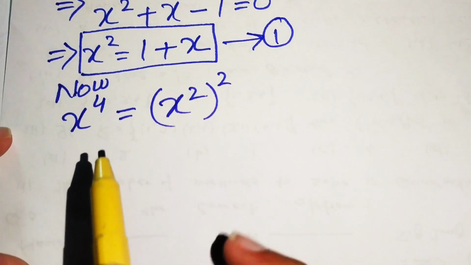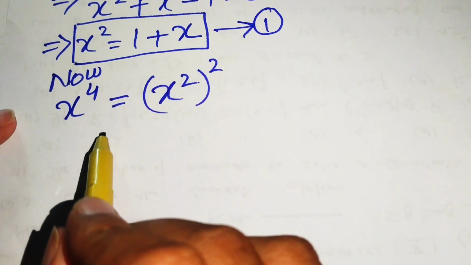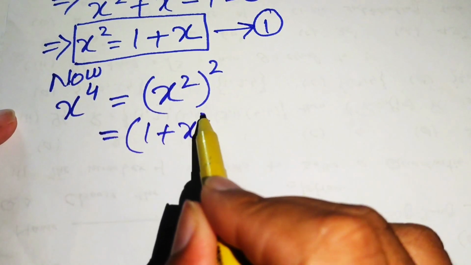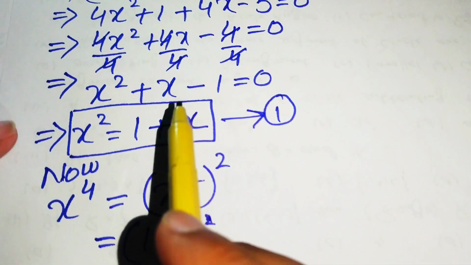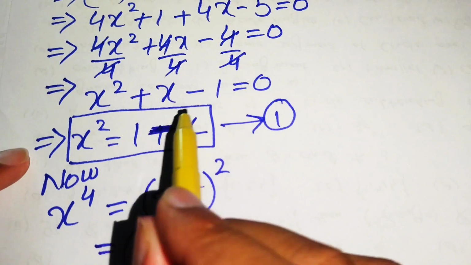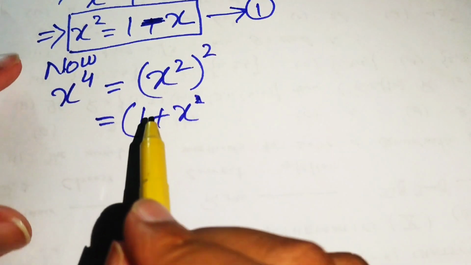We substitute this value in this equation, and we get (1 + x) where x² is here. When we move this x to the right-hand side, it becomes minus x. So the negative becomes positive and positive becomes negative, and we have 1 − x.